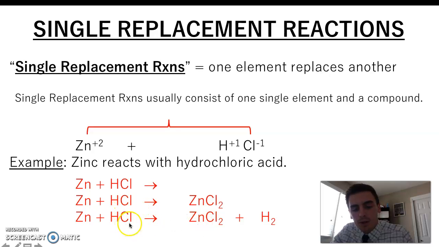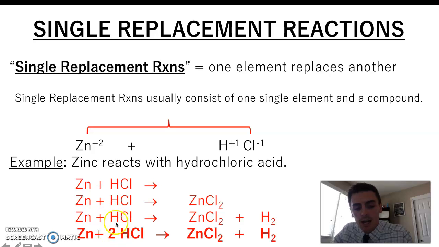I have one chlorine over here, and I have two chlorines over here, so I know I'm going to need two hydrochloric acids. Now I have two hydrogens, which is great because that matches up with my two diatomic hydrogen molecule right there. That is an example of a single replacement. I would know it's single replacement because it's one single element with a compound, and it's going to come in and replace that other ion right there.